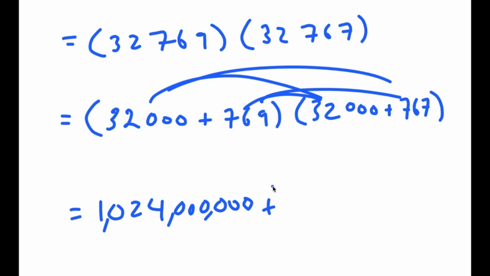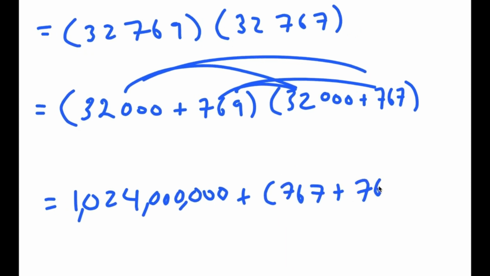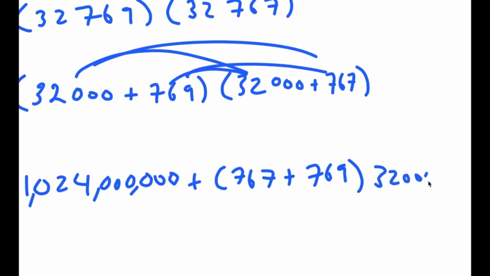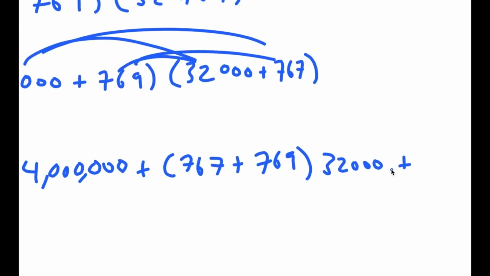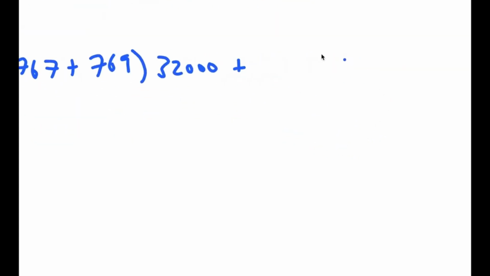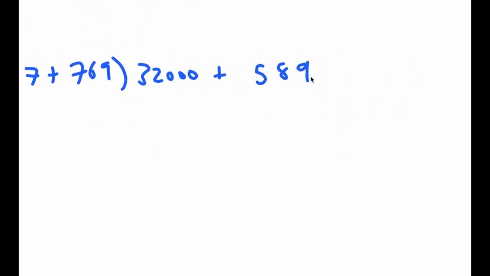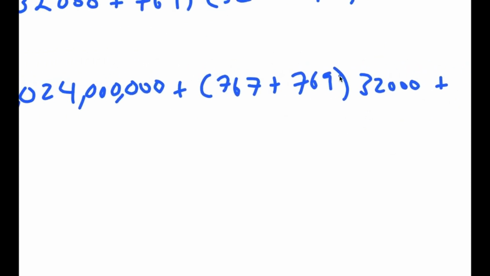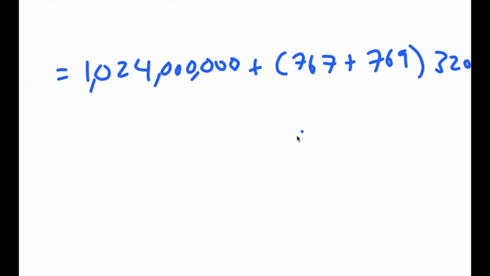32,000 times 767 plus 769. And finally, I have at the end 767 times 769, which is equal to 589,823. So let me add all of this up.